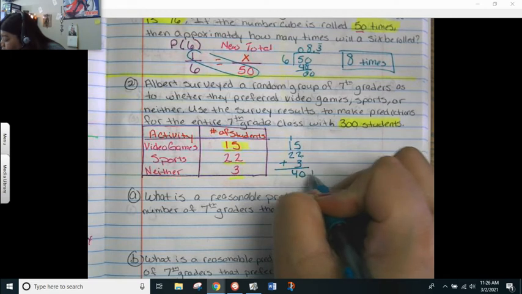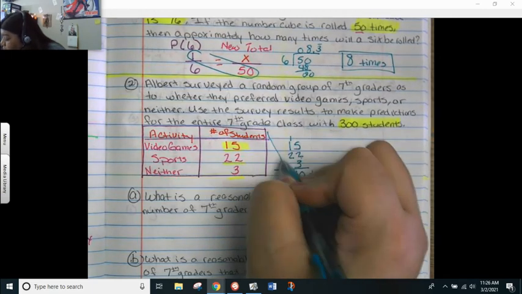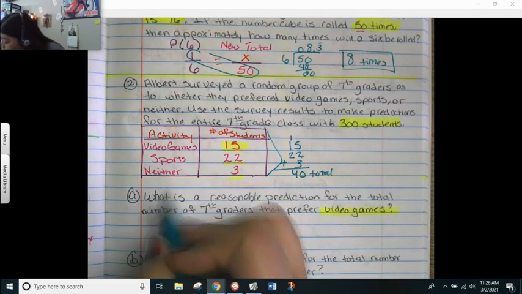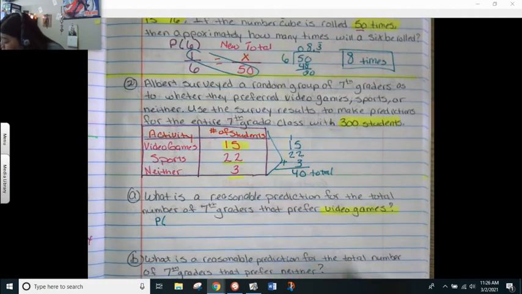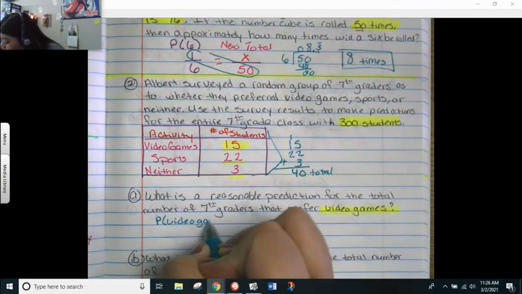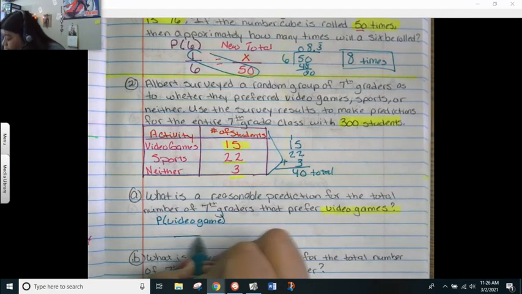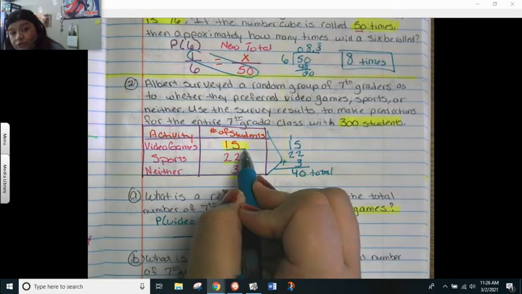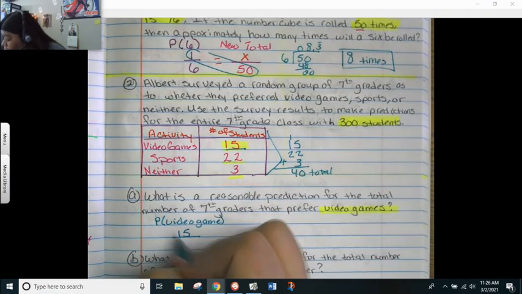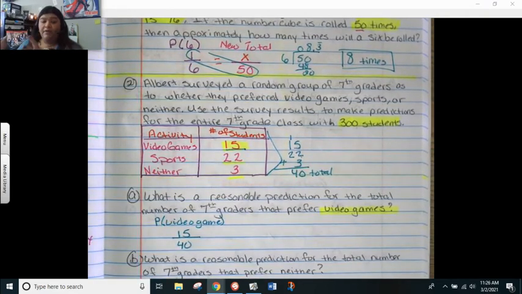So I have 40 total in that table. So that's where I'm going to get my first probability from, okay? So the probability of getting a video game. From the table, I have 15 students who chose video games out of a total of 40 students. Now that came from the table, okay?